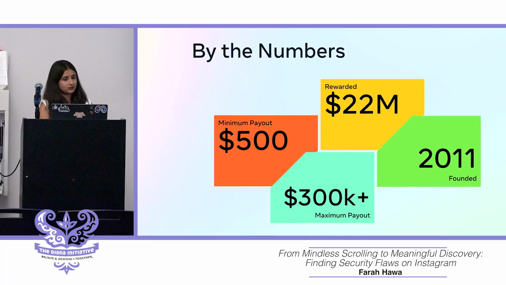Let's talk some numbers. So the minimum payout that we offer in our bug bounty program is $500. The maximum payout can go up to $300,000. This is something that we offer for a mobile RCE. So if you find an RCE on any of our mobile apps, 0 click, that will be $300,000. So far, we have not paid this out yet, and I think that's a good thing. We were founded in 2011, that's 14 years ago, and since then, we have rewarded hackers $22 million.